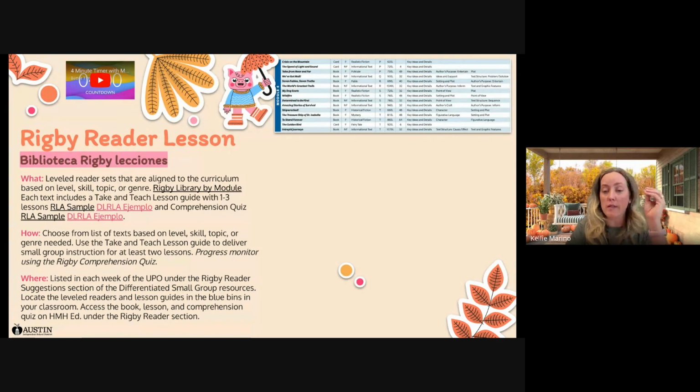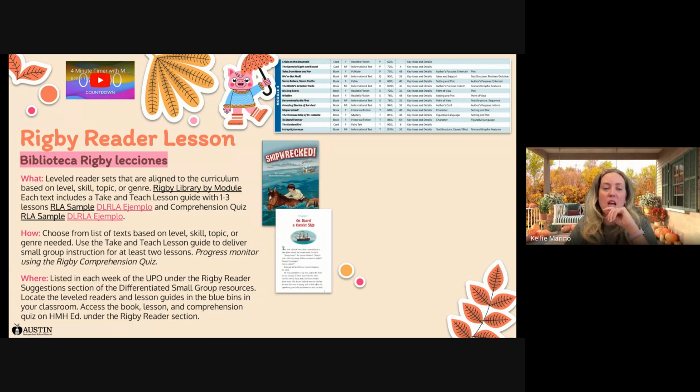So you can find the list of texts there, and then you have physical copies in your classroom. These are listed under the differentiated small group resources. You can also access the book, the lesson, the comprehension quiz, and some other resources on HMH Ed directly under Rigby Readers. So instead of being under Into Reading or Arriba la Lectura, you have to be under Rigby Library or Biblioteca Rigby. Okay. And what do those look like?